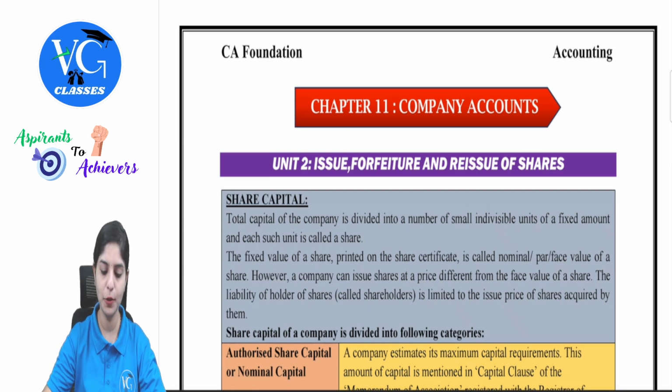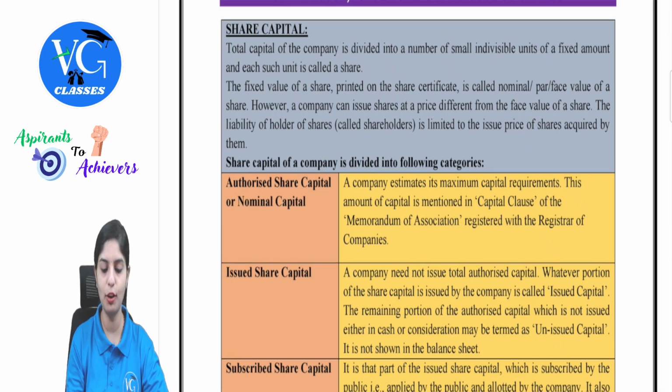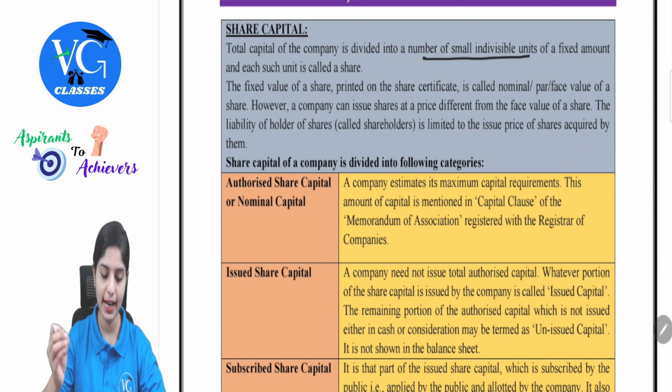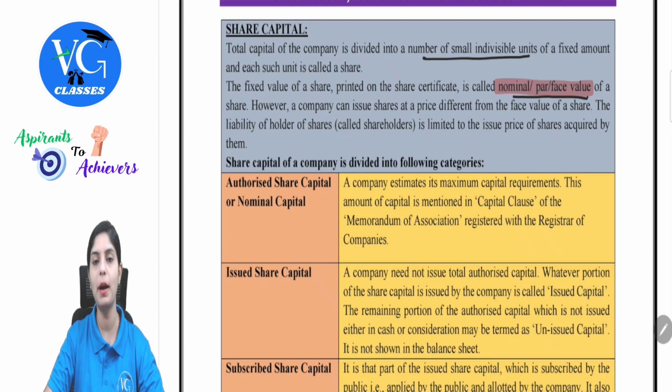Initially, you can just find few theoretical part. First, share capital, normal. This is nothing but the total capital of the company, which is divided into number of small indivisible units of a fixed amount, and each such unit is called a share. This is simple thing which we have been understanding since we learned the basics of accounts. This fixed value of share is printed on the share certificate. That is what exactly and how it would be presented is called nominal, par or face value of a share. So these three indirectly mean the same thing, either nominal value, par value or face value of share. That is what is the worth of one particular unit of a share.